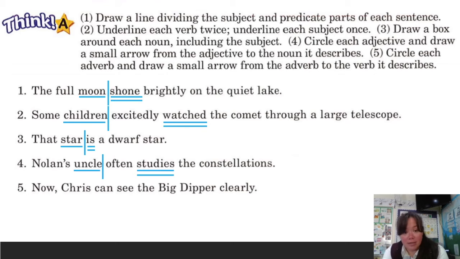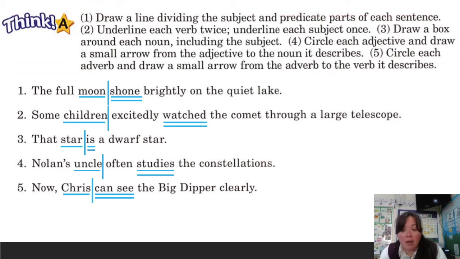And number 5, now Chris can see the Big Dipper clearly. Chris is our subject, and what is it that he's able to do? He can see. It's a verb phrase. Can see. All right. Let's go to instruction number 3. We're going to draw a box around each noun, including the subject. So we're going to go through all of our sentences here and find all of our nouns. Person, place, thing, idea. All right?